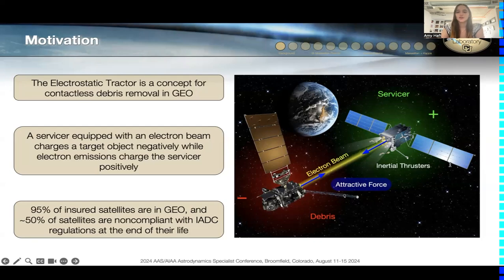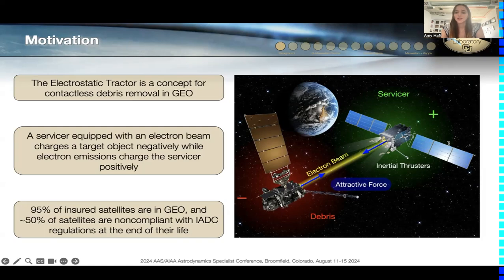We focus on GEO for a few reasons. First, the spatial density of objects in GEO is relatively high, and 95% of all insured satellites reside there. Despite that, around 50% of satellites are non-compliant with IADC regulations at the end of their life, falling short of the suggested graveyard orbit or being completely abandoned.